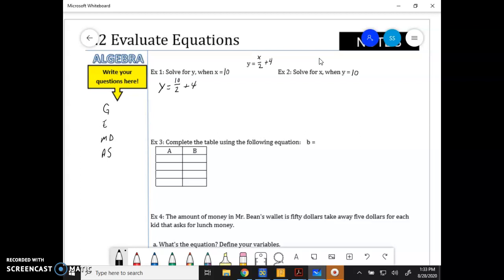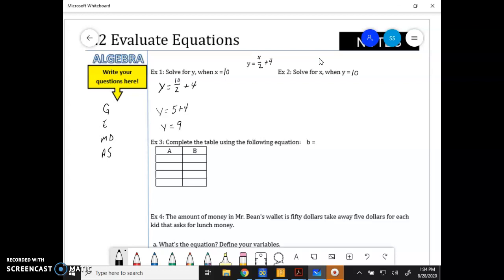All right, so let's go ahead and solve this problem here. We have division, right? A fraction is a division problem, so the division comes before the addition. We're going to do that first. 10 over 2 is 10 divided by 2, which is 5. So we get y is equal to 5 plus 4. And finally, just add them together. We get y is equal to 9. All right, pretty easy there.